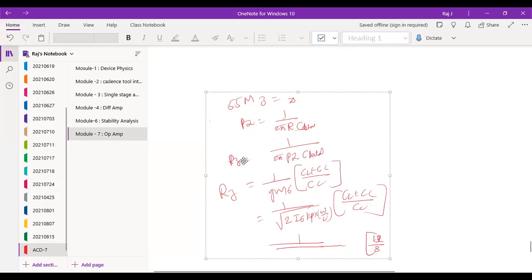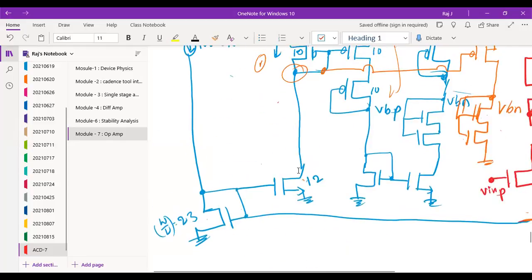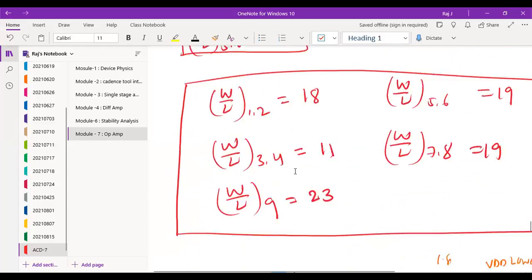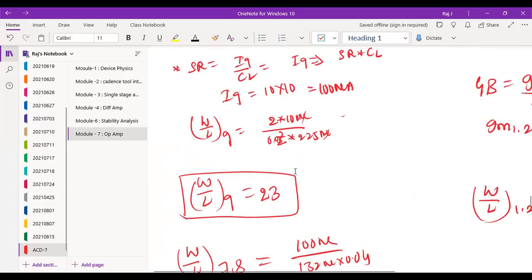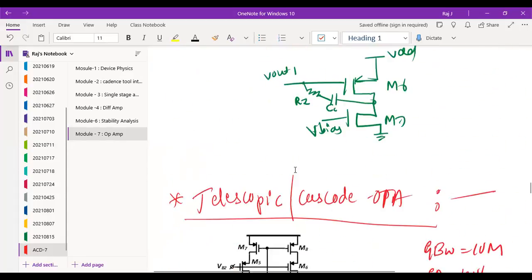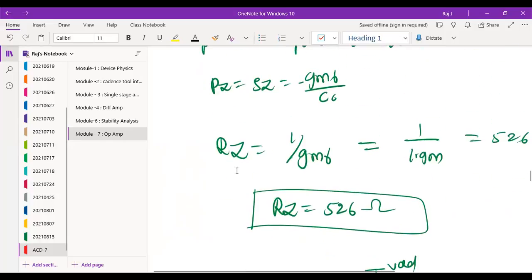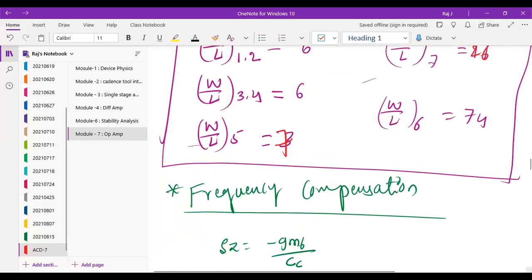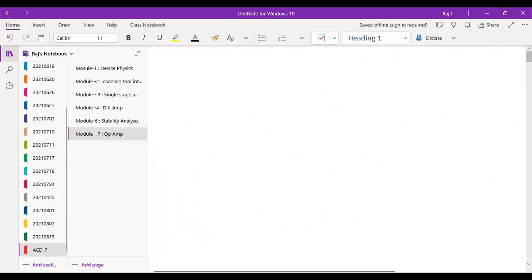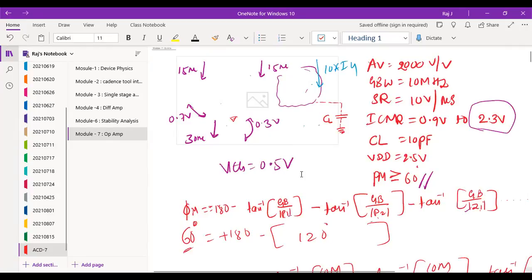Yes. Okay. So I think we made a mistake somewhere while calculating. Where did it go? Yeah, this resistance I have just taken as 1 by gm6, but in the actual schematic, where is that? Why is it not loading?